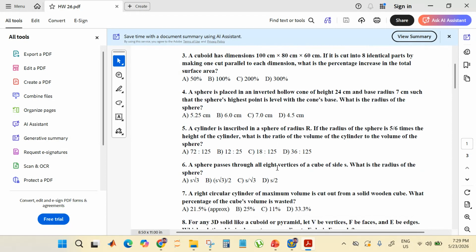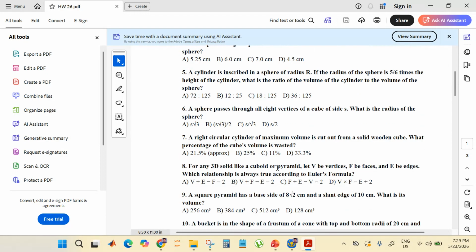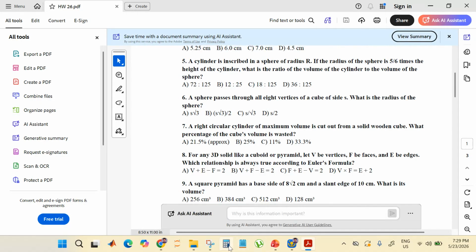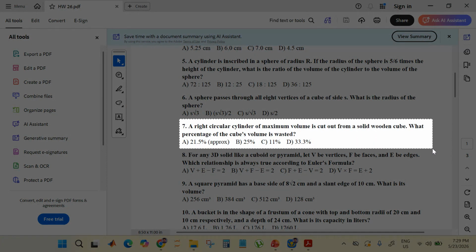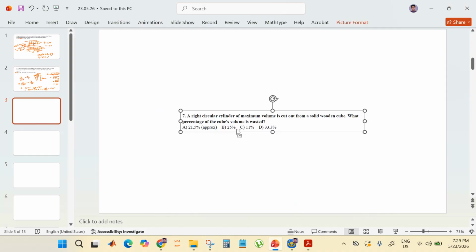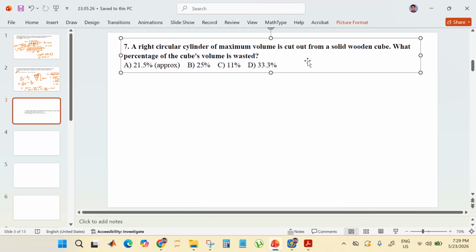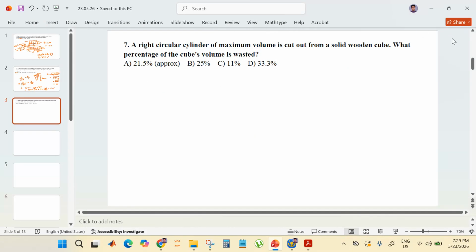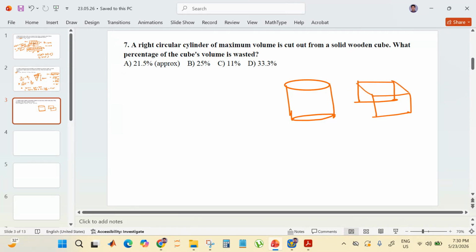Then I pick question number 7. A right circular cylinder of maximum volume is carved out from a solid wooden cube. What percentage of the cube's volume is wasted?